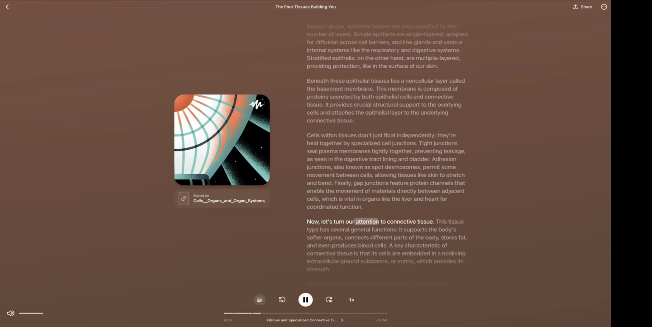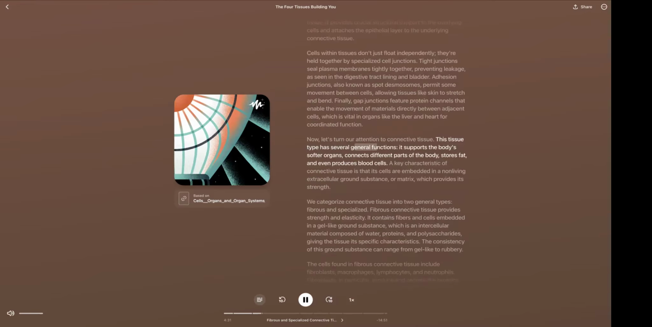Now, let's turn our attention to connective tissue. This tissue type has several general functions. It supports the body's softer organs, connects different parts of the body, stores fat, and even produces blood cells. A key characteristic of connective tissue is that its cells are embedded in a non-living extracellular ground substance, or matrix, which provides its strength. We categorize connective tissue into two general types, fibrous and specialized.